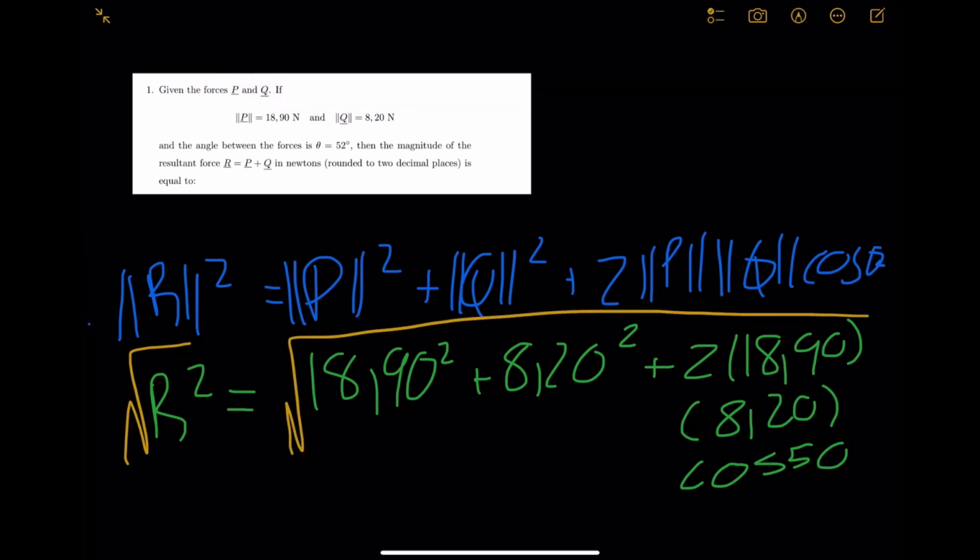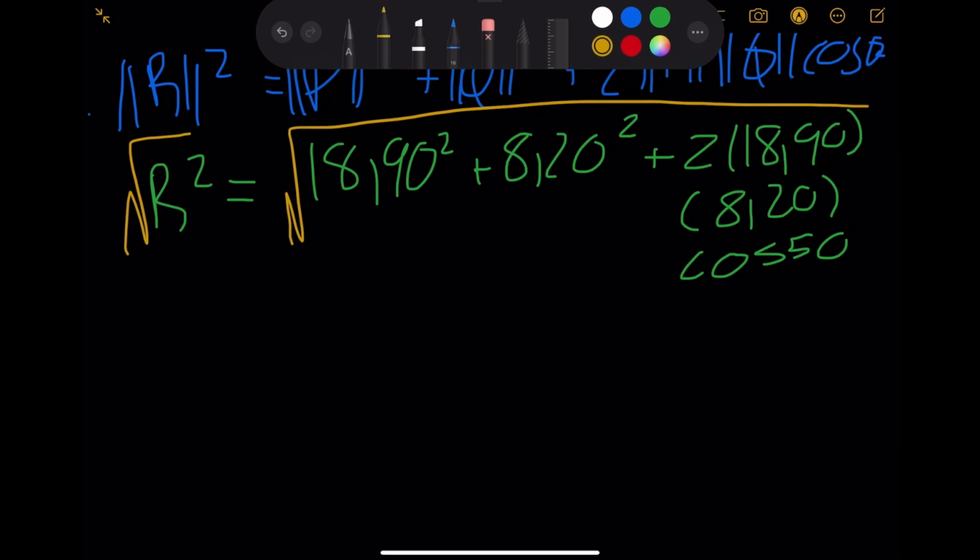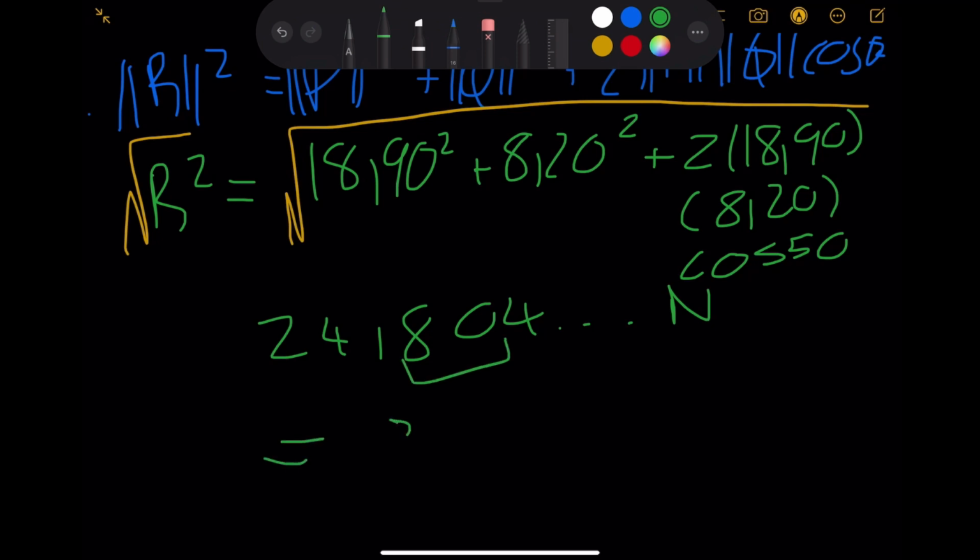So you can do it in one step where you just take the square root immediately, or you could calculate this and then take the square root. It doesn't really matter, and then you end up with the answer of 24.804 newtons, and then we're just going to round off to 2 decimal places, so we're left with 24.80 newtons. And that's it for that question over there.